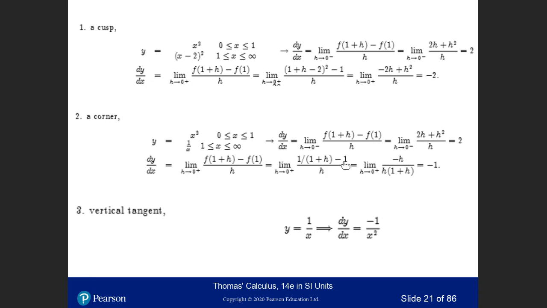Now, if you equate the denominators, what you have here is minus h, and h times 1 plus h down in the denominator. H's cancel out, you have minus 1. So again, right-hand and left-hand derivatives are not equal, so the function is not differentiable at x equal to 1. It's a vertical tangent, but this is not a vertical tangent, so you can forget about this terminology here. But y is equal to 1 over x, the derivative is minus 1 over x squared. We are going to prove this later on, that this is true. And so that's not differentiable here at x equal to 0.